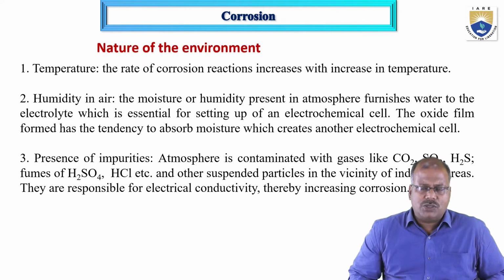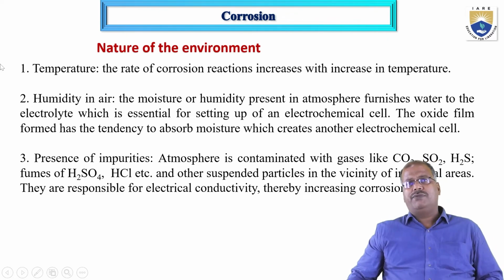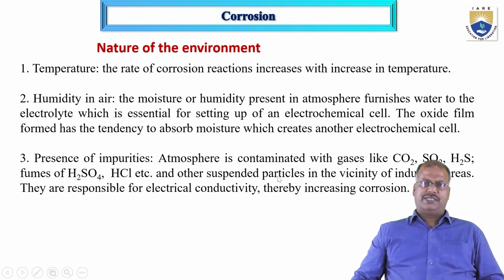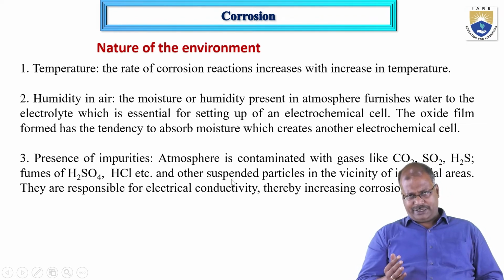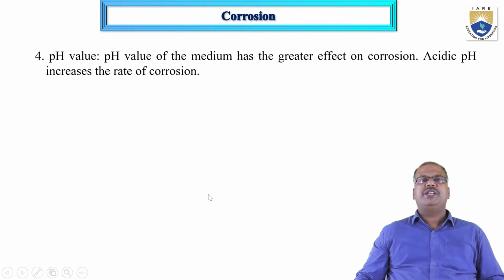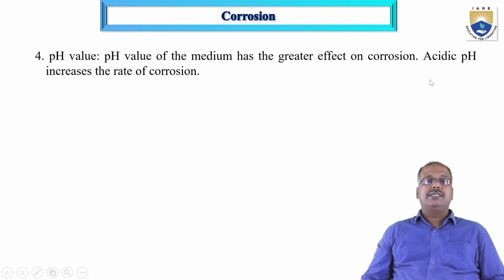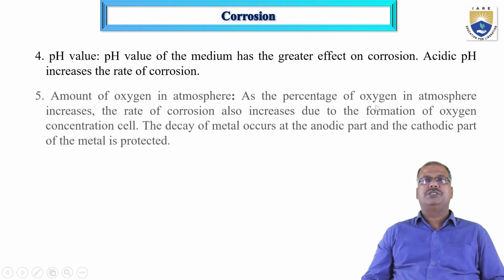Nature of environment. So obviously we have temperature. The rate of corrosion increases with the increase in temperature. Humidity in air. If humid conditions are more, corrosion rate increases. Presence of impurities. Obviously, presence of atmosphere contaminated with impurities like impurity gases or fumes and other suspended particles. They are responsible for electrical conductivity and increase the corrosion. pH value. The pH value of the medium has a greater effect on corrosion. Acidic pH increases the rate of corrosion.